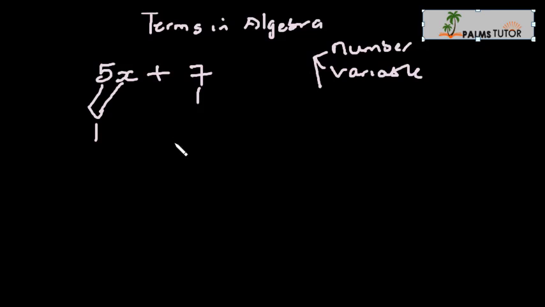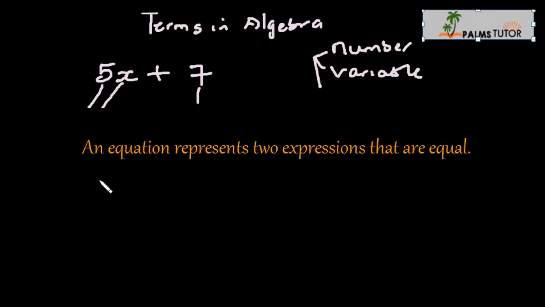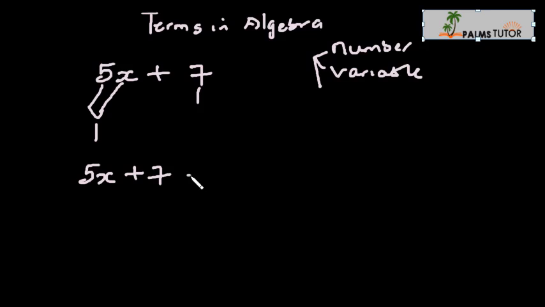So when you are hearing collecting like terms, I will soon get to that. So what is an equation? An equation represents two expressions that are equal. So now if I have 5x plus 7 equals 14, an equation usually would have the equality sign, which means that the left side is equal to the right side. Balance on a balance scale. So that's an equation, usually consisting of two expressions that are equal. The left side must equate the right side.